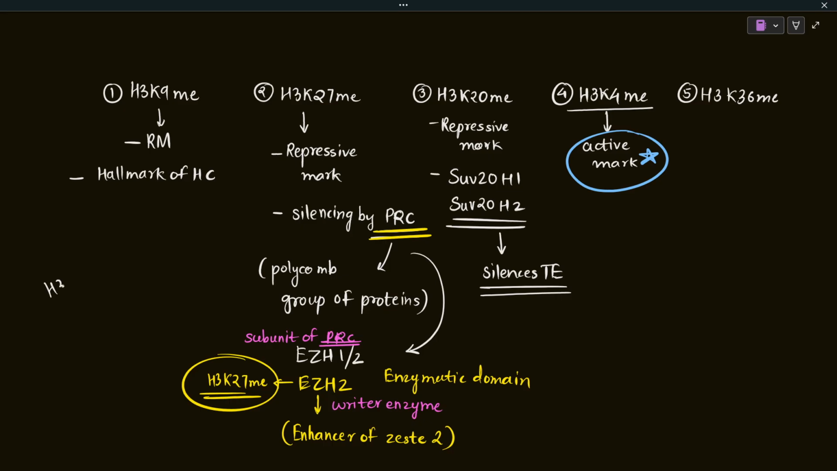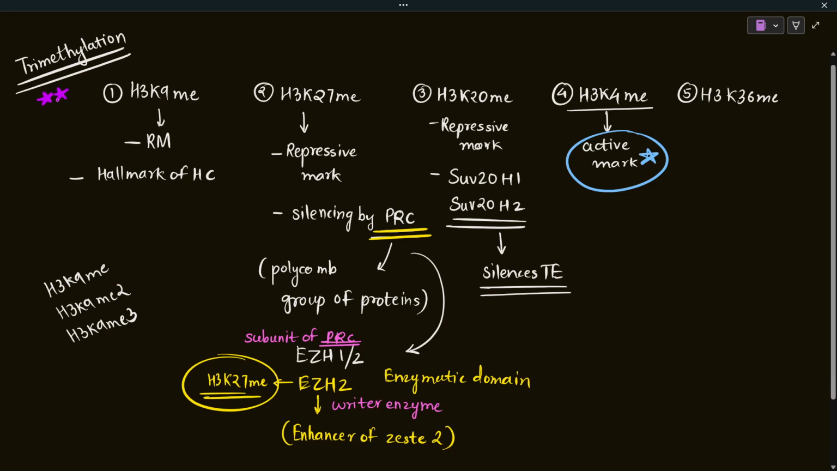For example, H3K9 monomethylation differs in its functioning, or the consequence of this mark is different, from the H3K9 dimethylation mark and from the H3K9 trimethylation mark. So one thing to note is that in all of those marks I am discussing trimethylation. Do not forget this, it is very important, that we are discussing trimethylation of those.